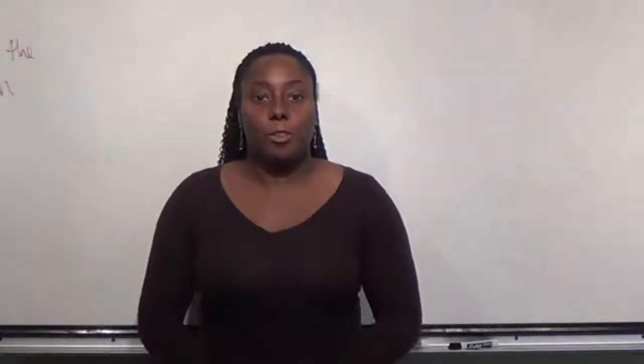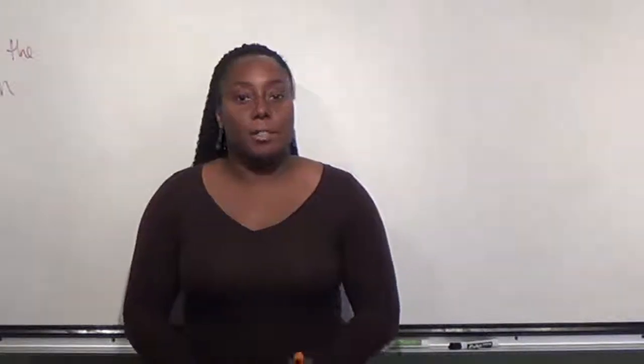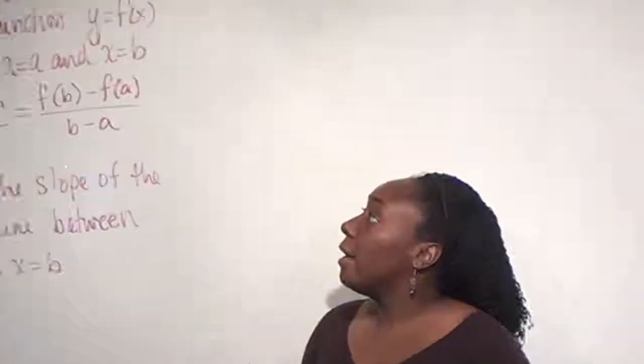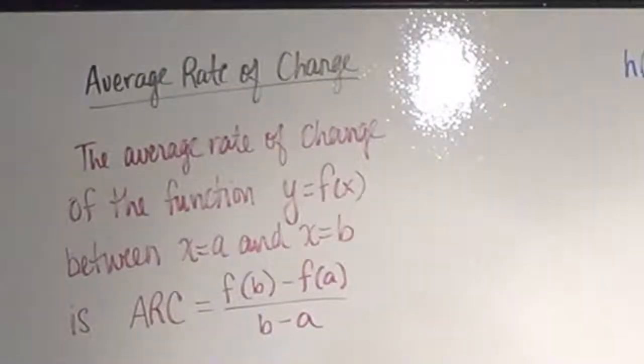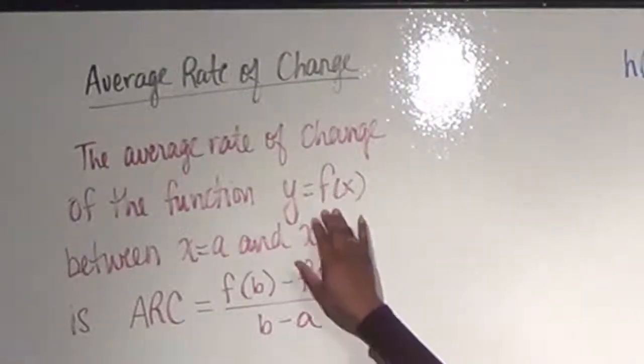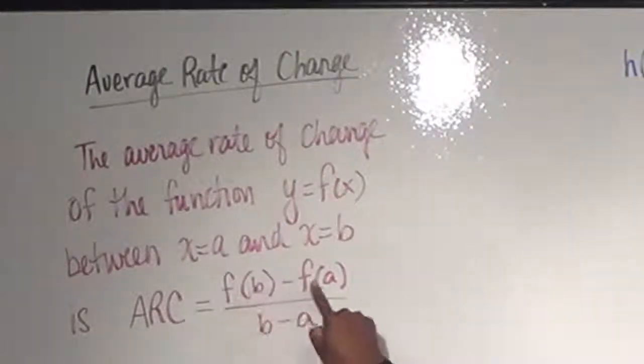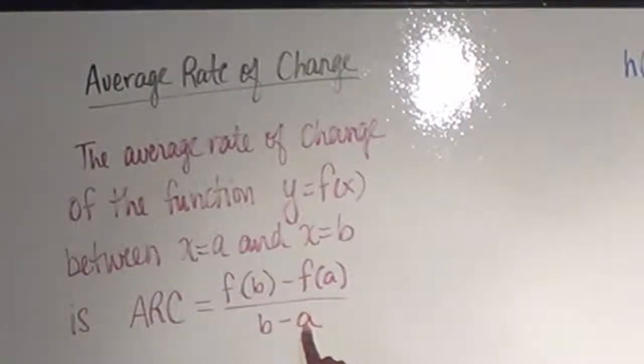In this section, we're going to look at average rates of change. So we'll start with just a basic definition and do just a couple of general examples of this. The definition is that the average rate of change of a function y equals f of x between 2 points x equals a and x equals b is denoted ARC, for average rate of change, equaling f of b minus f of a over b minus a.